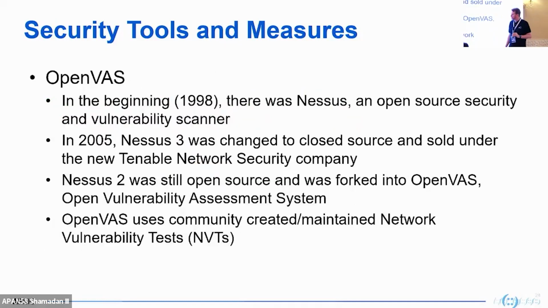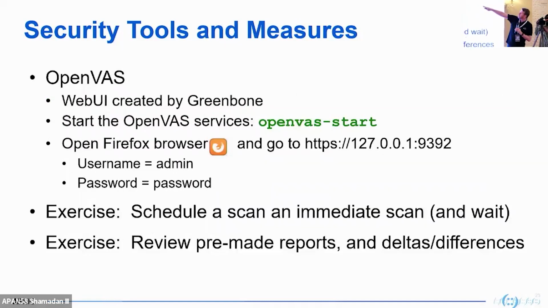Okay, cool. OpenVAS is another one. OpenVAS is the next tool to look at, and this is a vulnerability scanner. This vulnerability scanner is a free tool that you can download and use. It's now being run by an organization called Greenbone. Yeah, the web user interface was created by Greenbone. Now Greenbone, the company, is providing a commercial tool for it.